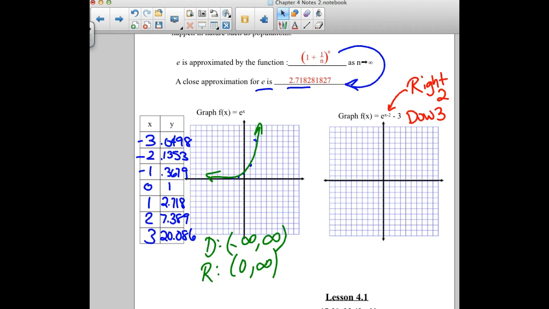I want you to plot the same points that we just graphed on our previous one, and then shift them right 2 and down 3. All right, so starting points, we were really low here, about a third here at 1, just under 3, and just above 7. All right, we're going to take those points and we are going to shift them right 2 and down 3.